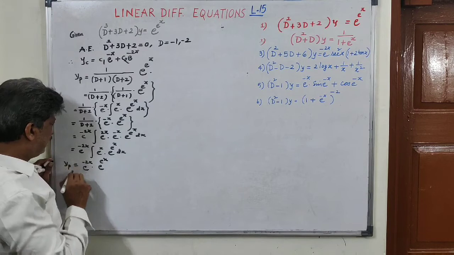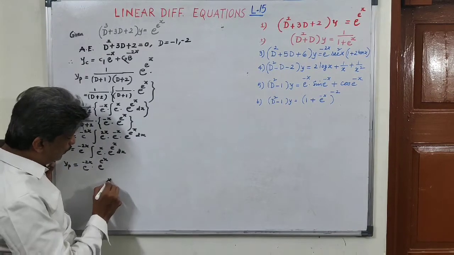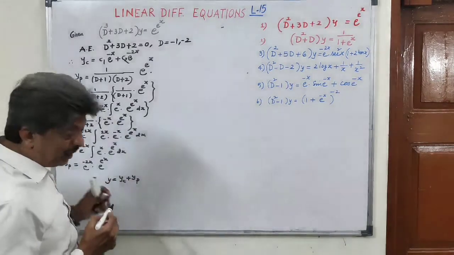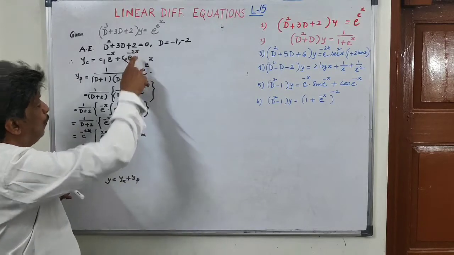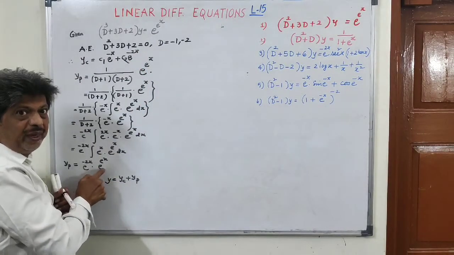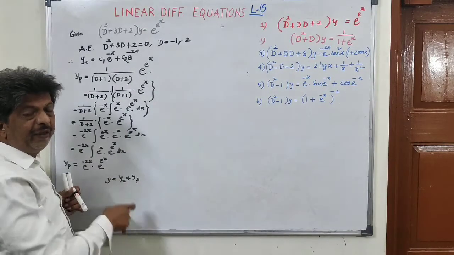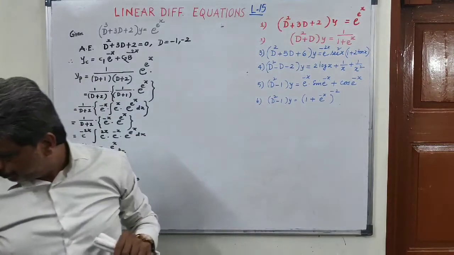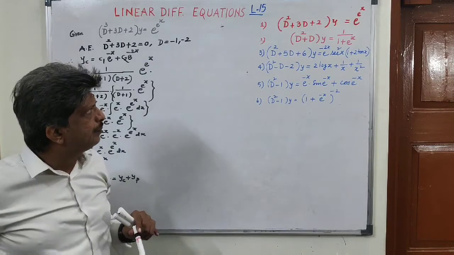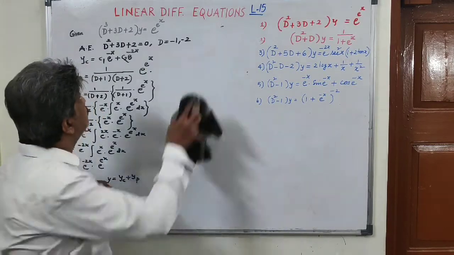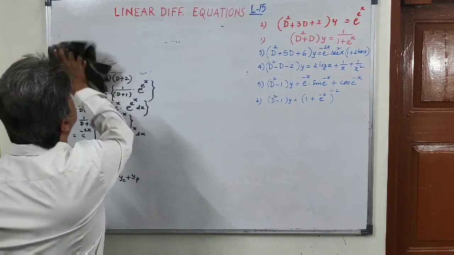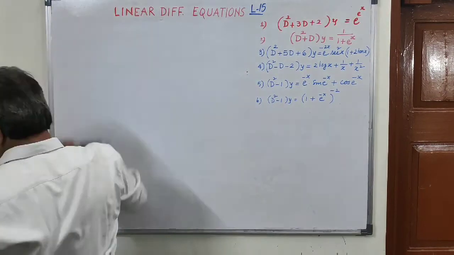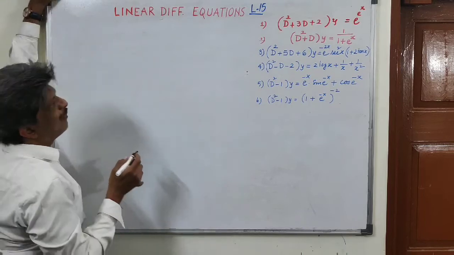So this is yp. The general solution is y equal to yc plus yp: C1 e raised to power minus x, plus C2 e raised to power minus 2x, plus e raised to power minus 2x into e raised to power e^x. That defines or constitutes your general solution for this first example. Now, we would be solving the second one.